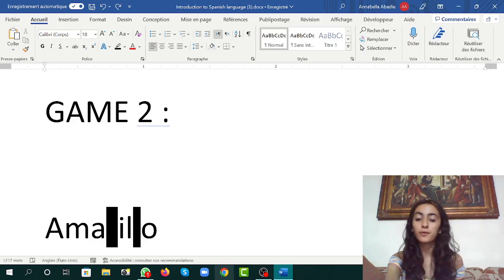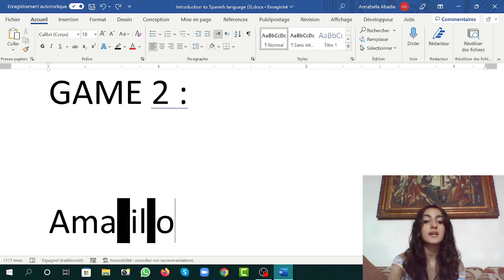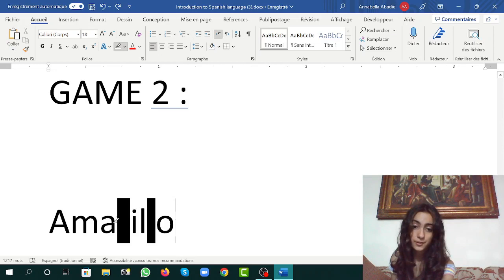Now, it's time for game number two. You have to find the missing letters, and I'll give you a hint for each one. Good luck. This word is a color. I'll give you 15 seconds. Start. 10 seconds left. 5, 3, 2, 1, time. So the missing letters are R and L, and the word is amarillo.